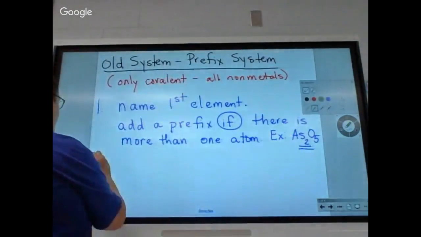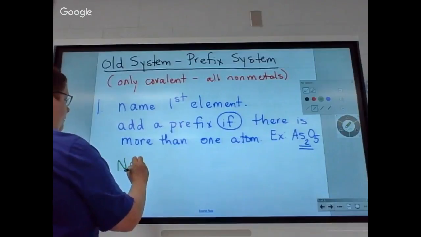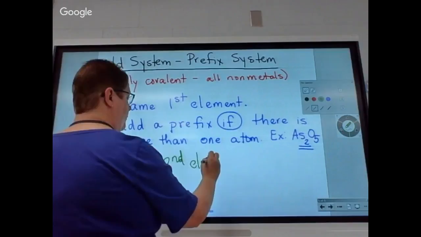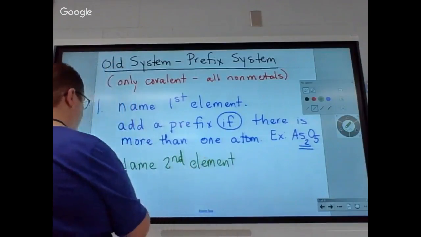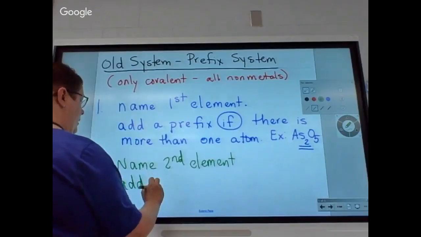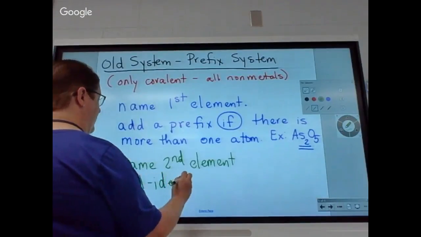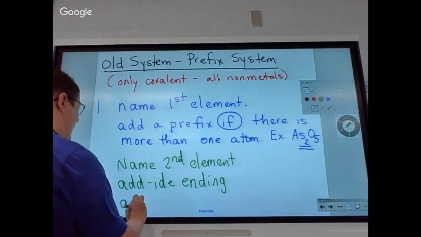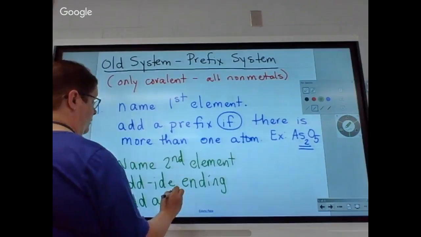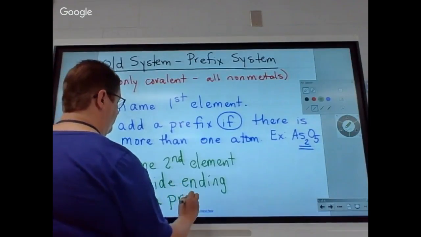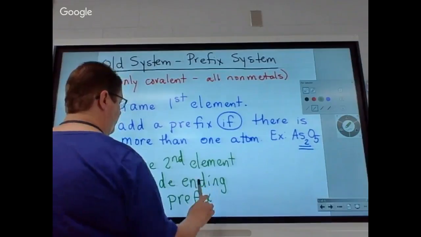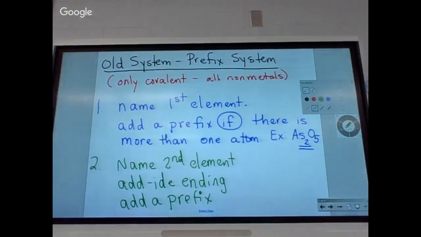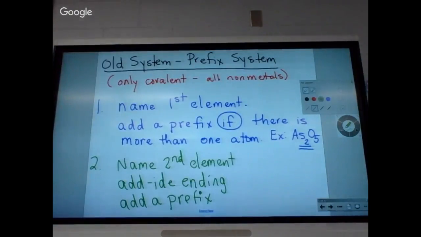Now, the second element. We're going to name the second element. We're going to add an IDE ending. We're going to add a prefix. Doesn't matter how many there are. We add a prefix. I'm going to tell you what the prefixes are in just a second.